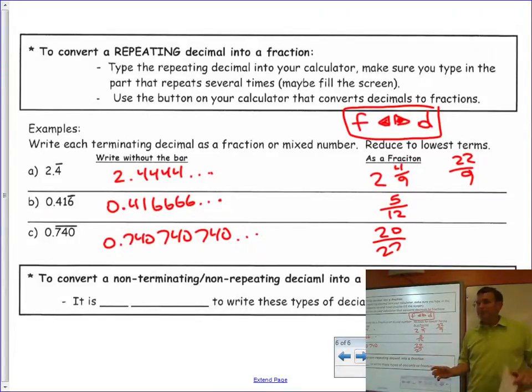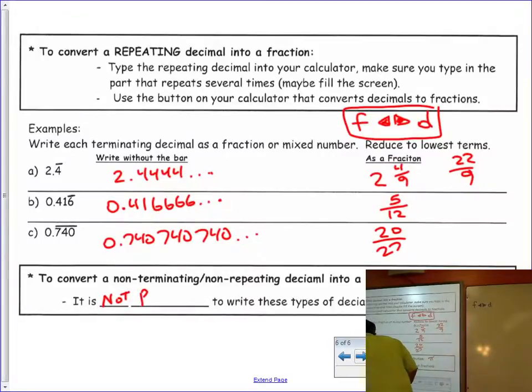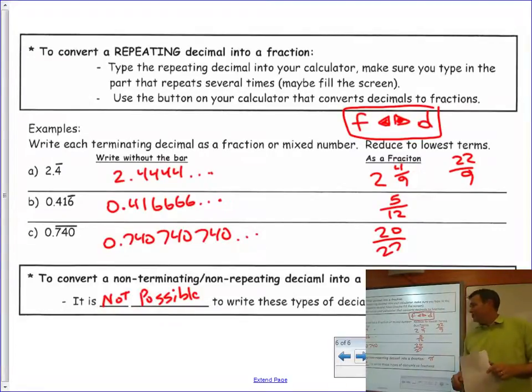We have one more type of decimal we did not look at, the ever popular non-terminating, non-repeating decimal, like pi. Now, how do you convert that into a fraction? Well, as maybe you've guessed, it is not possible to convert a non-terminating, non-repeating decimal into a fraction. There is no fraction equivalent for pi or any non-terminating, non-repeating decimal. They just can't be written as fractions. All fractions either terminate or repeat, all of them.